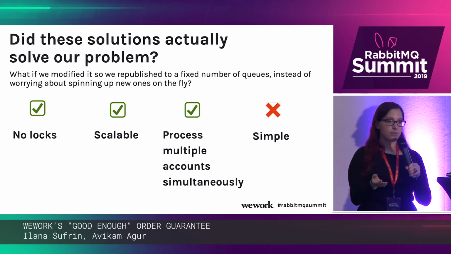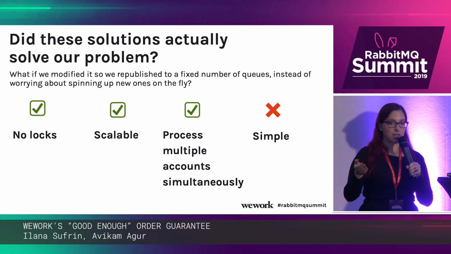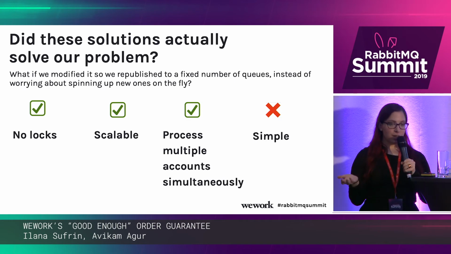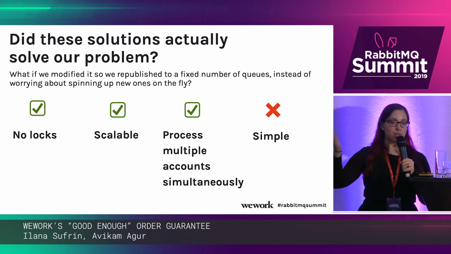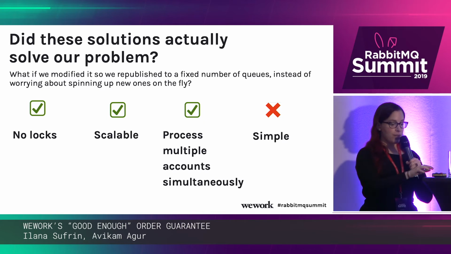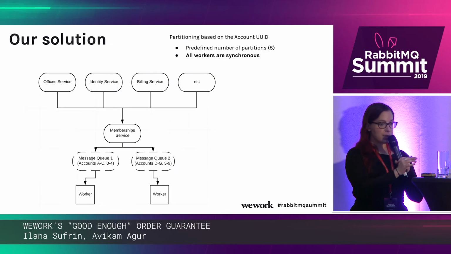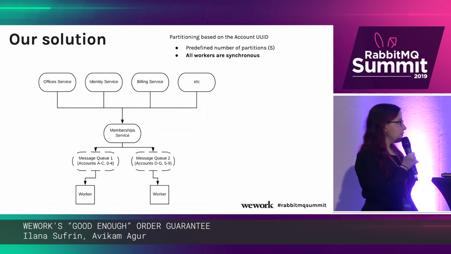We only really get like 2 requests per second, which is really not that much, and we did not need a very complicated solution in order to solve our problem. So we thought, what if we could modify it instead of having like an arbitrary number of queues? What if we had a fixed number of queues instead? And this brought us to the solution that we actually ended up going with.